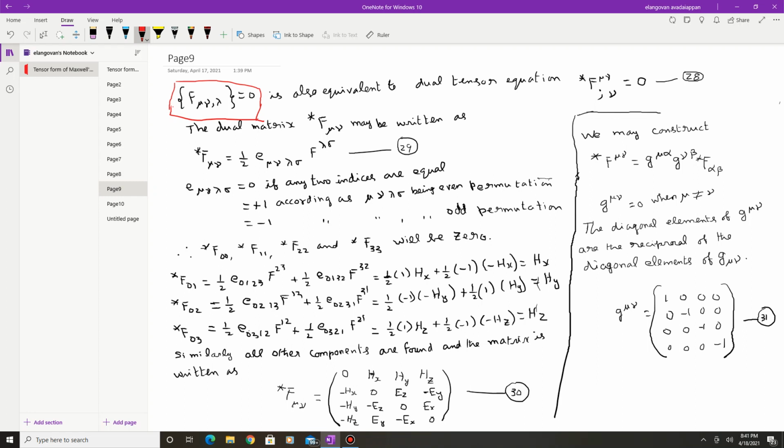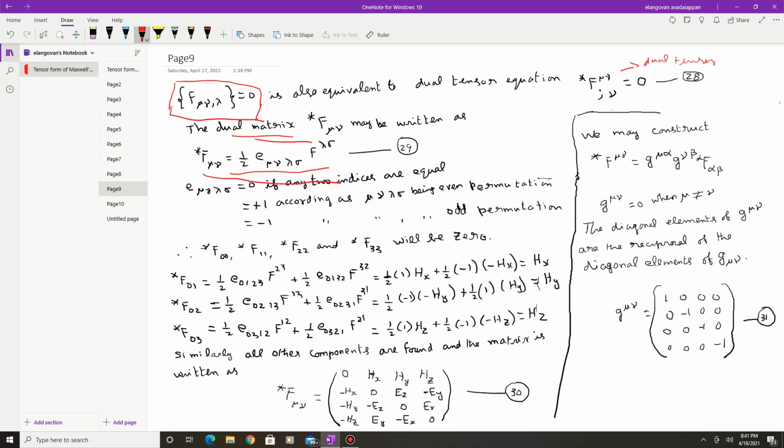Here this is star F mu nu. This is called a dual tensor. Semicolon nu is equal to 0. So the same thing can be expressed in the other form. This dual matrix, star F mu nu, is defined by star F mu nu equal to half into E mu nu lambda sigma F lambda sigma. So the dual matrix is expressed in this form.